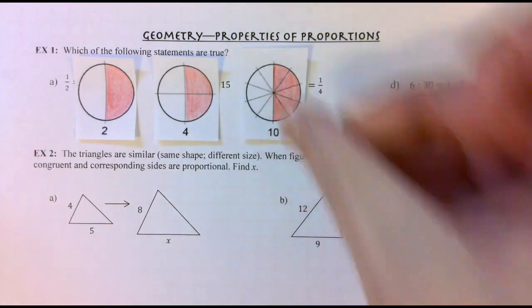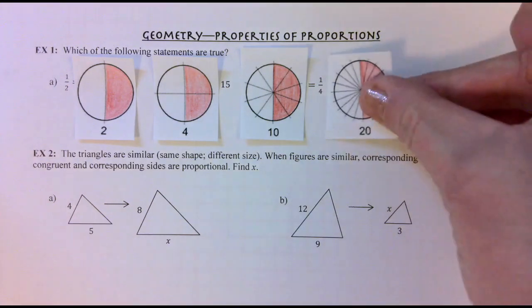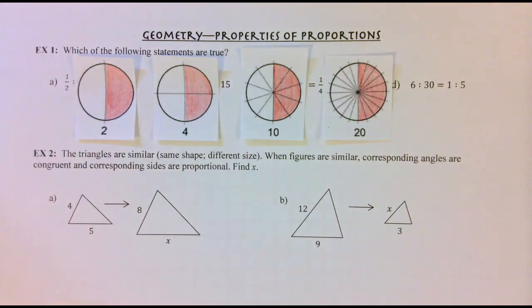Okay, here I have a circle that's divided into 10 equal parts, and I've shaded 5 of them. Right, 5 to 10, still 1 to 2. And if I get even bigger, right, here's my circle, I've split it into 20 equal parts. I've shaded 10 of those 20, it is still an equivalent ratio. It is still 1 to 2.